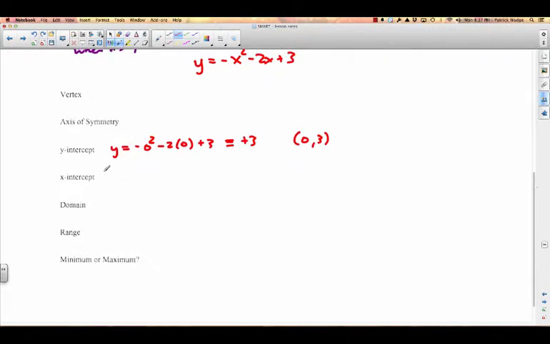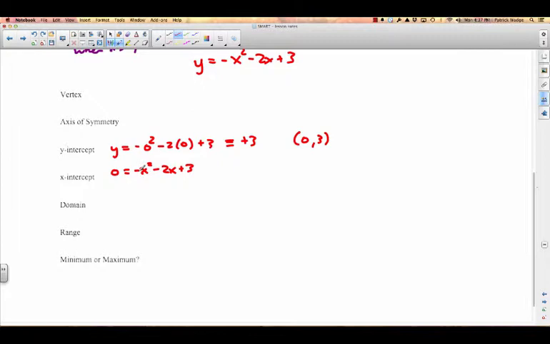X-intercept, how do we get that? To get the x-intercept, we put 0 into the y. So 0 equals negative x squared minus 2x plus 3. And now we have to solve this. So how do you solve this? This is a quadratic, and we did learn this actually before this year. If you have a quadratic, you want to make it equal to 0. You want to make sure your leading coefficient, this negative x squared, you want it to actually be positive, and then we're going to factor.